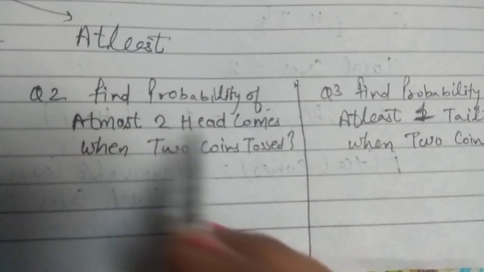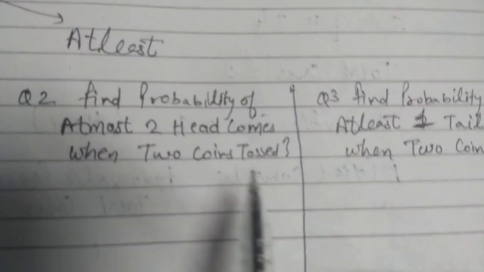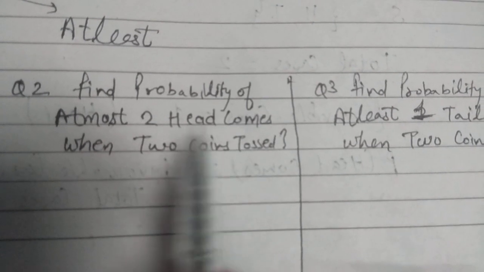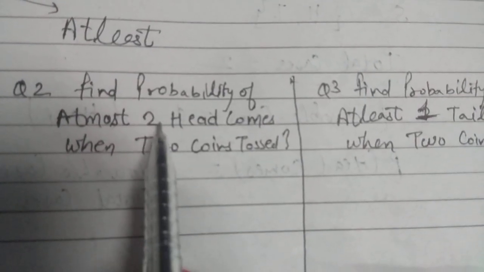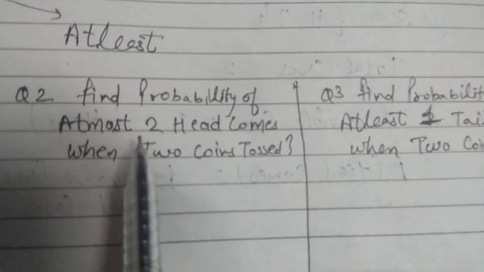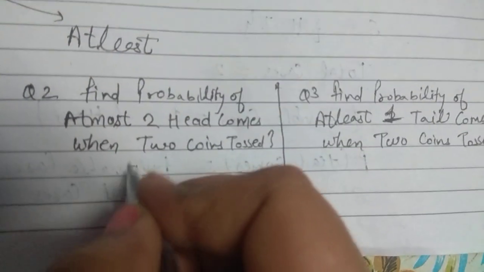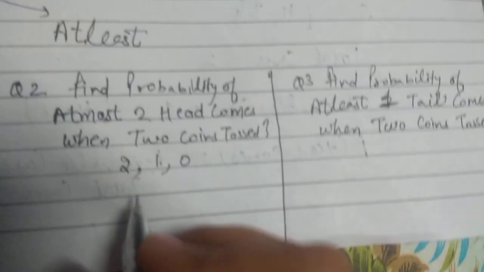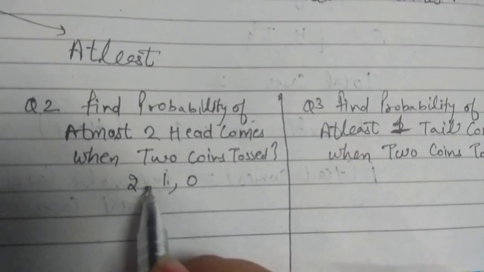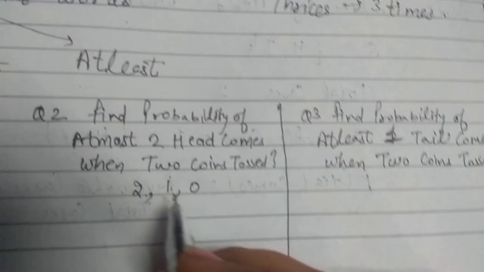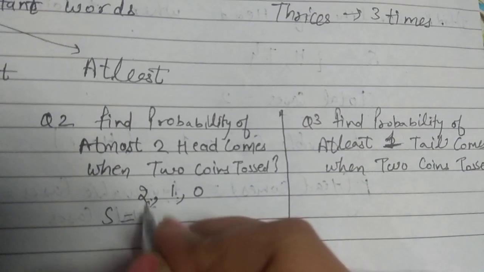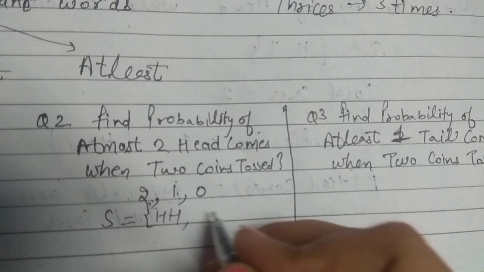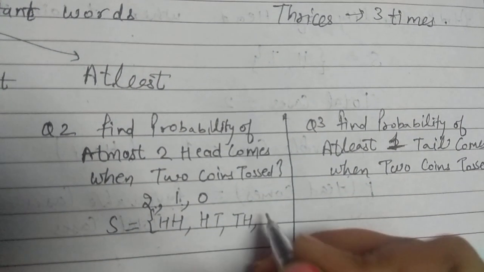First we read the second question: find the probability of at most 2 heads when 2 coins are tossed. At most 2 heads means 2 or less than 2. Less than 2 means 1, and less than 1 means 0. So these cases are made: either 2 heads, or 1 head, or no head at all. Clear? As we know, the sample space is head head, head tail, tail head, tail tail.